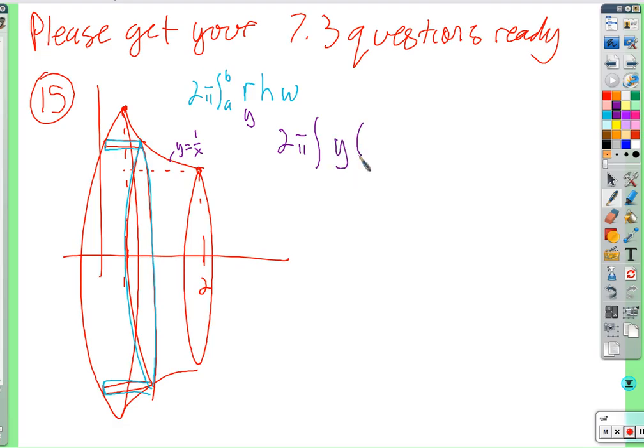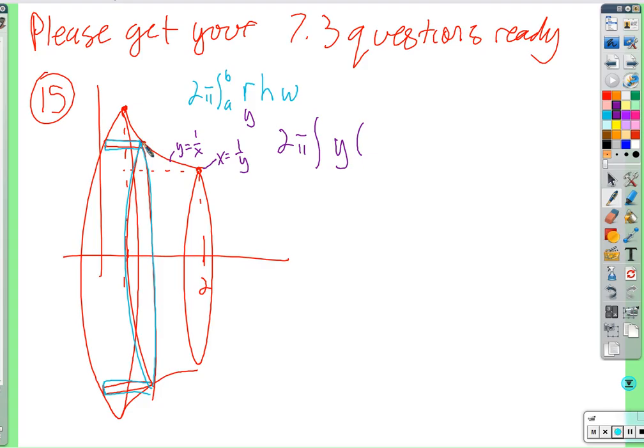Now what's the height of this shell here? It's an x value. So you got a y value as the radius. The height is going to be an x value. But that x value needs to be defined in terms of y, which means we need to solve for x. Solve this equation for x. You solve for x, you get the exact same function. So at this y value, this x value is 1 over y.